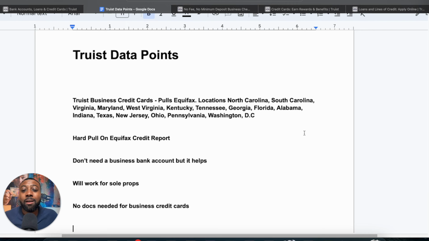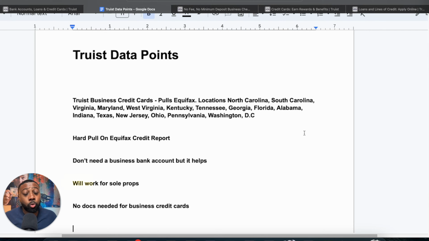So going down to the next point is you don't need to have a business bank account. However, it does help. We've seen people that have business bank accounts with Truist get double the amount on their approval limits when they go to apply. So that's just something to think about. If you want to take that extra time and go ahead and set up a business bank account, it will help you in the long run when you're trying to build a relationship with this bank.